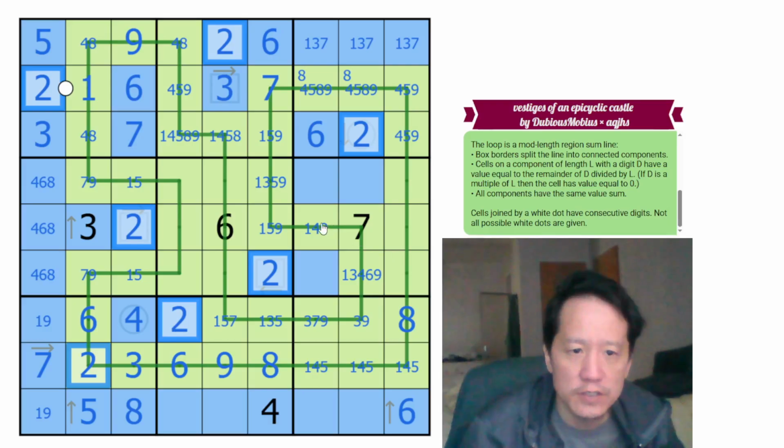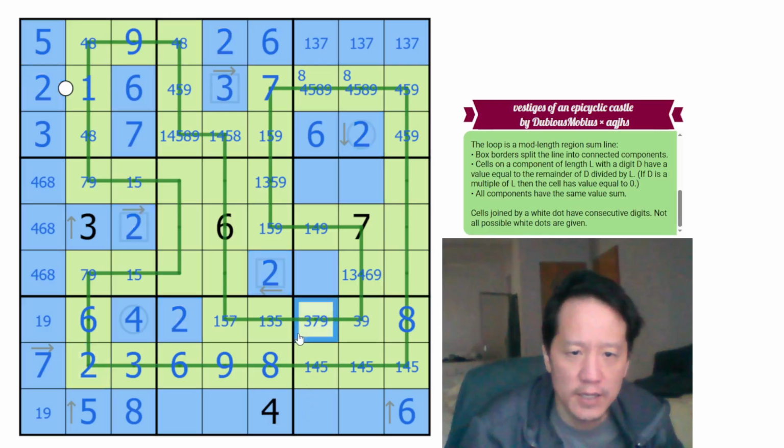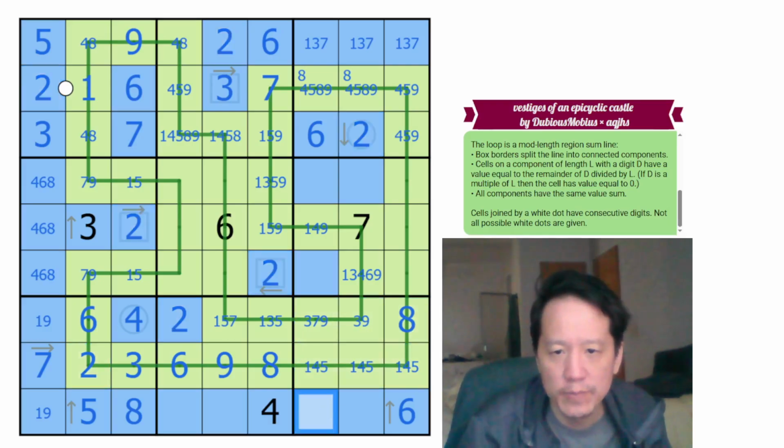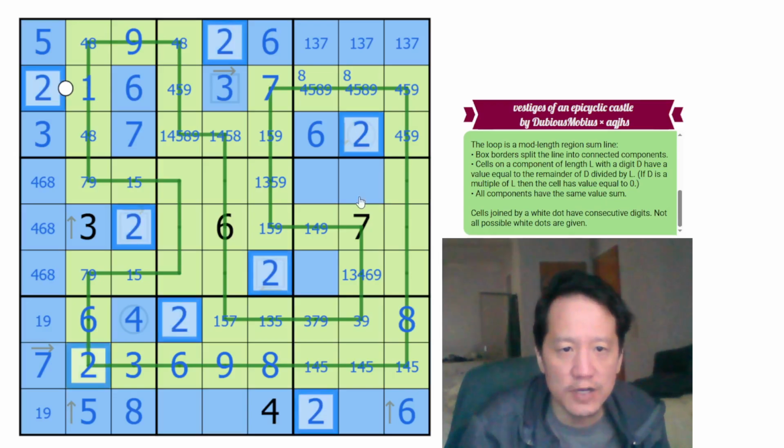2, actually, we know where the 2's are in box 9. Cannot be here or here. It has to be here. Therefore, we have 8 2's now, right? So we know where the last 2 is. It has to be here.